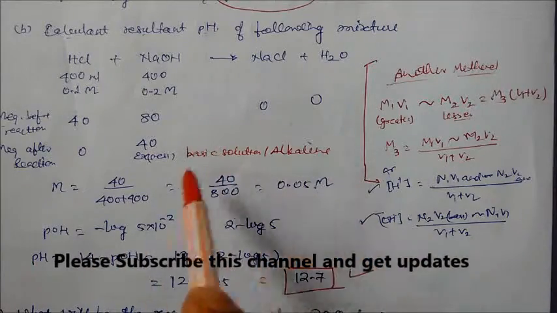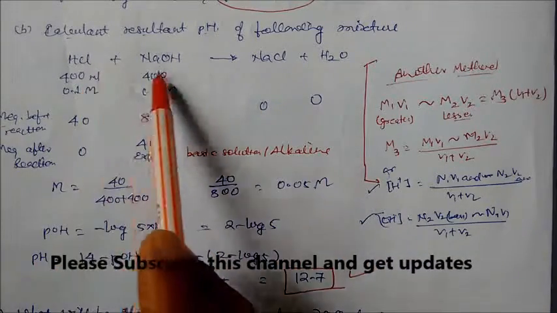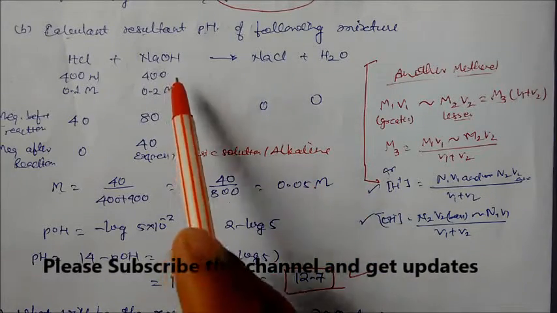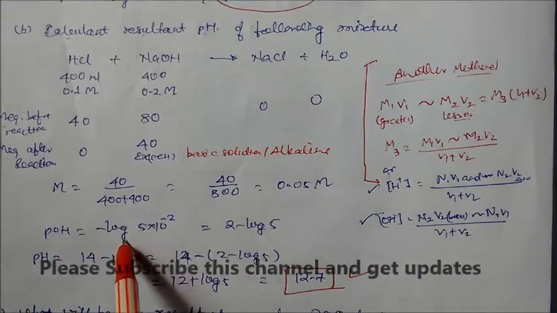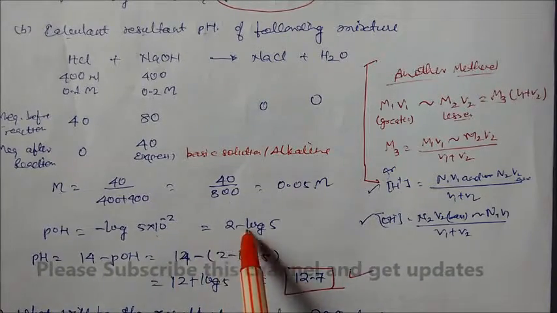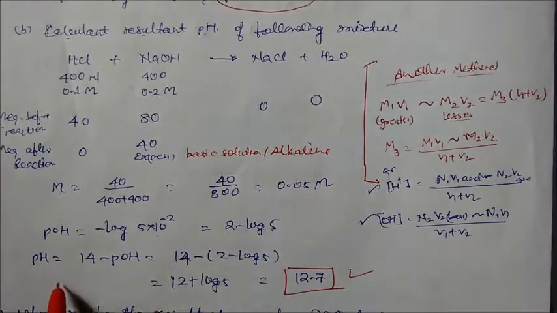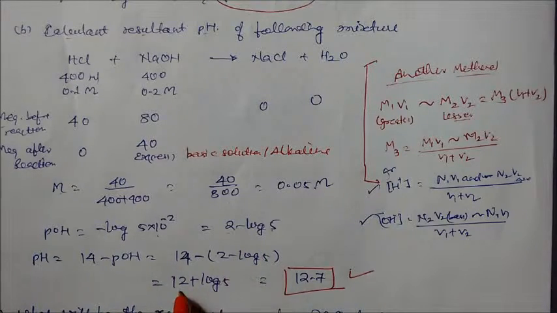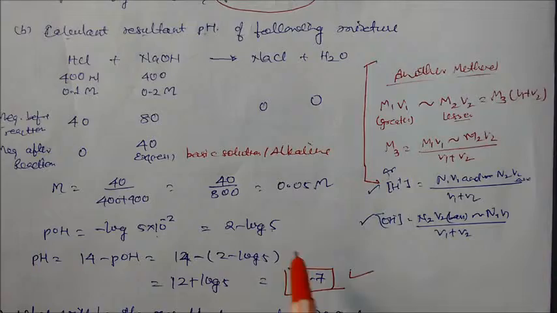So the molarity of the solution will be 40 divided by the total volume, 400 plus 400, 800. So this is the molarity of the basic solution. So pOH will be minus log of this value, and you will get 2 minus log of 5. So pH is equal to 14 minus this value, pOH, and on solving, 12 plus log 5, which is 12.7. So this is our answer.